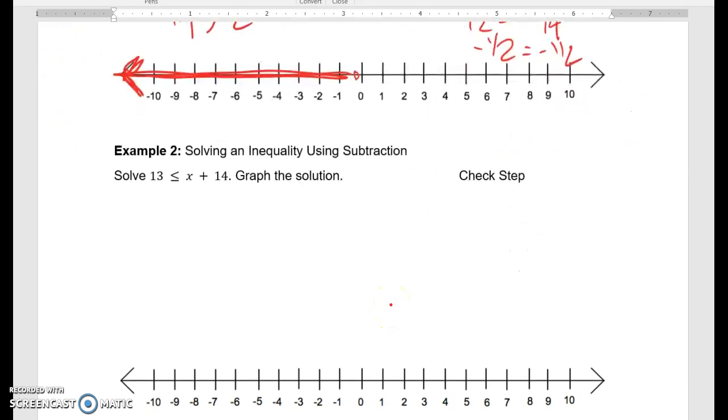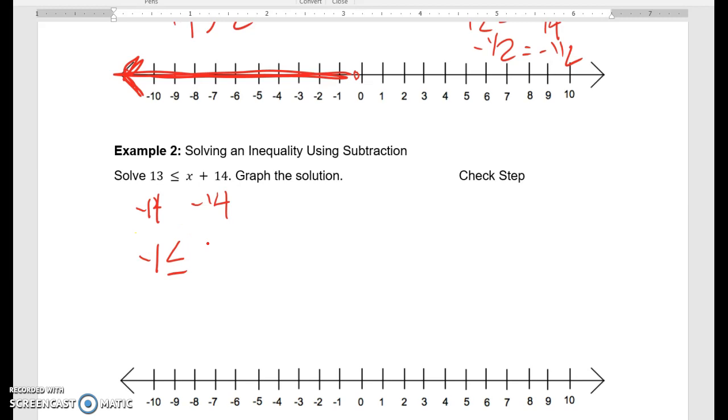Okay, so now we're on example 2. Now we're going to solve using subtraction. So if it is a positive 14, you are going to subtract 14 on both sides so you can get your x by itself. 13 minus 14 is -1.